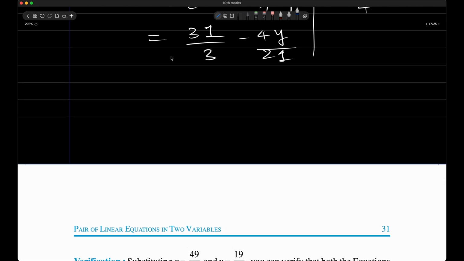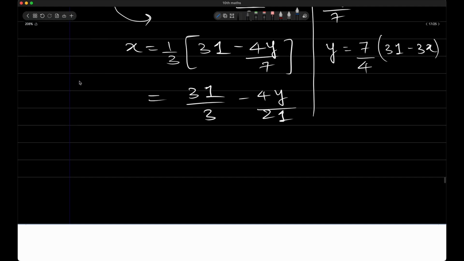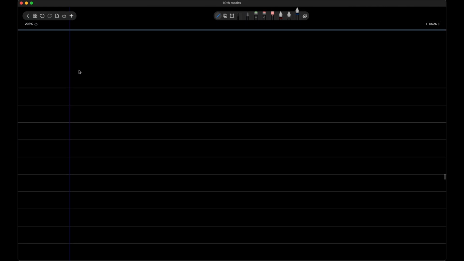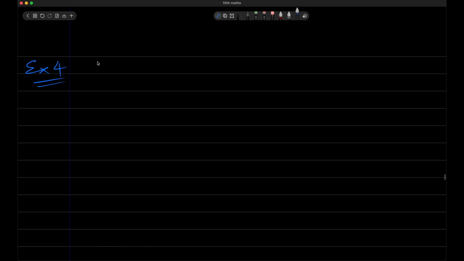Now let us start the substitution method. We will see example 4 in detail: solve the following pair of linear equations by the substitution method. The equations given are 7x minus 15y equals 2 and x plus 2y equals 3.